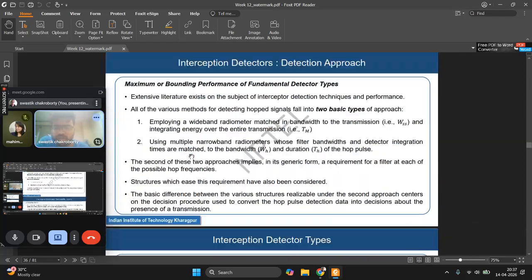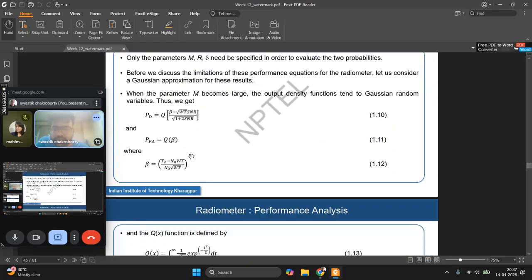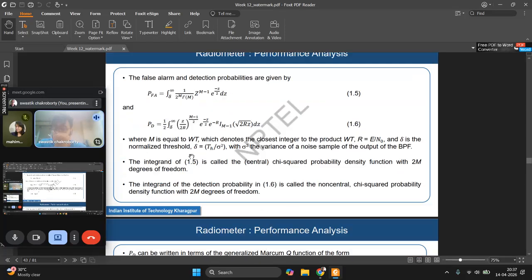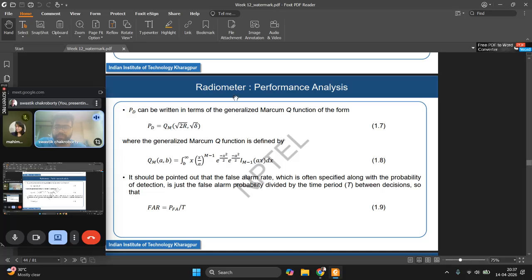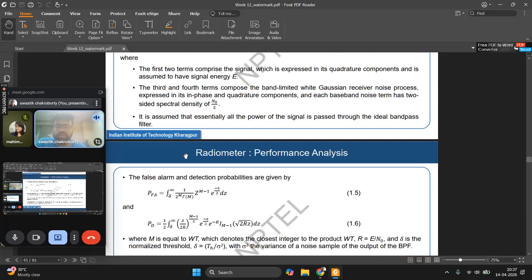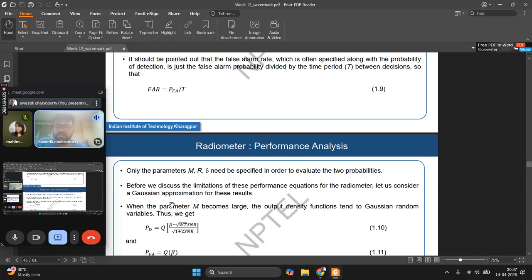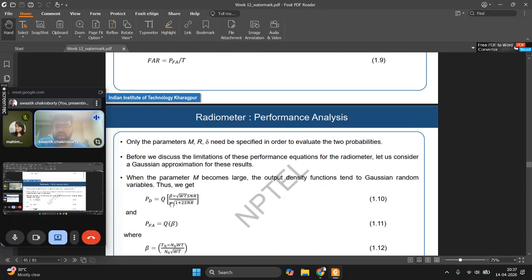So this will be the expression for PFA and PD, which can again be further simplified. They have written it in terms of a generalized Marcum Q function, which you can ignore. You can just see these expressions. This will be good enough. So only the parameters m, r, and delta: M is W into T, R is the SNR, and delta is the threshold, which need to be specified to evaluate these two probabilities.